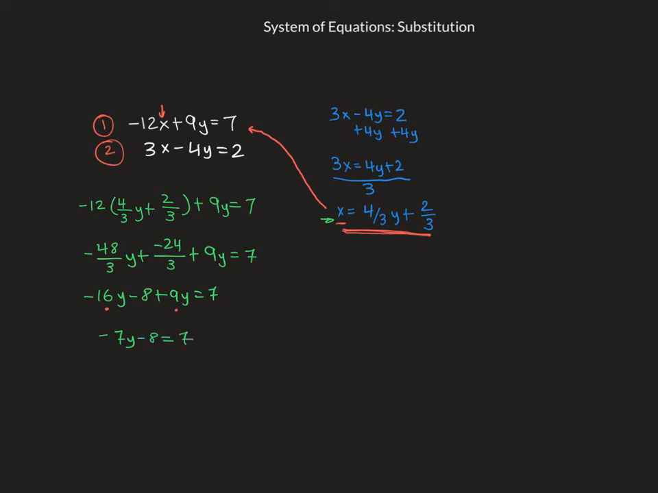You can go ahead and just bring that 8 over, plus 8 on both sides of the equation. Minus 7y is equal to 15. And now we divide by minus 7. Y is equal to 15 divided by negative 7. So y is minus 15 over 7.